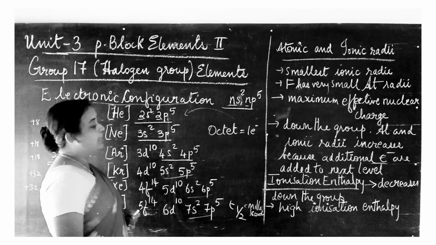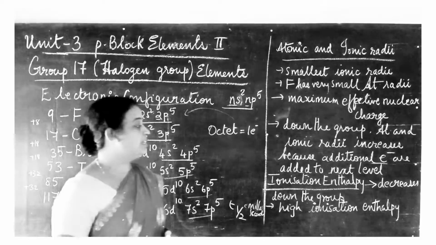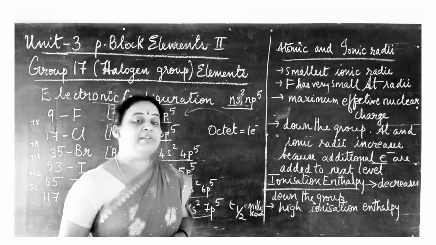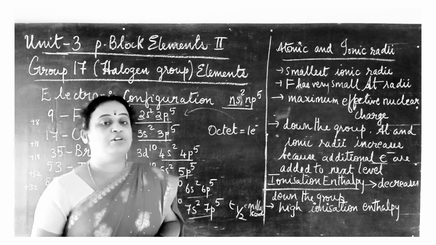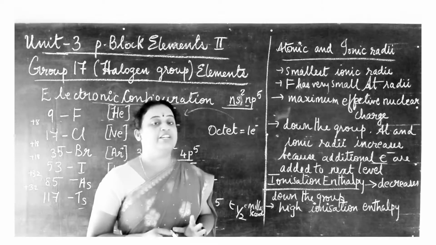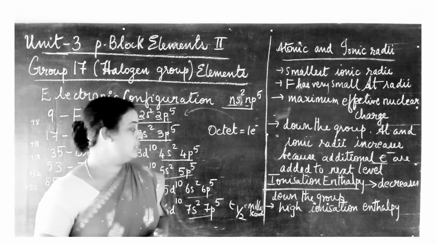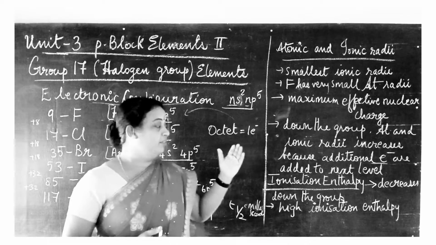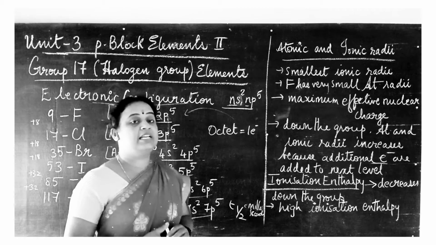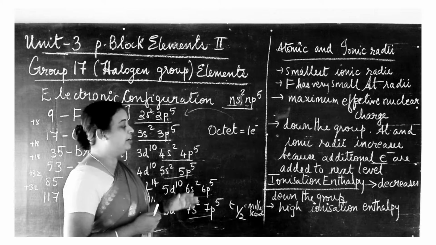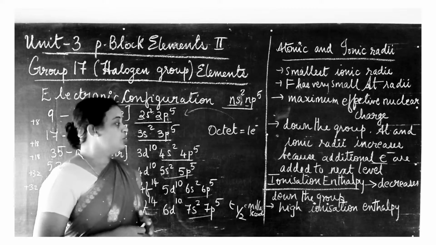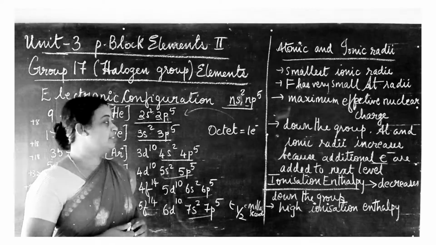Next comes the ionization enthalpy. So what do we mean by ionization enthalpy? Ionization enthalpy is the energy required to remove the loosely bound electron from the outermost valence shell of a gaseous atom. Here, in the case of halogens, this ionization enthalpy is very high. While coming down the group, ionization enthalpy decreases.